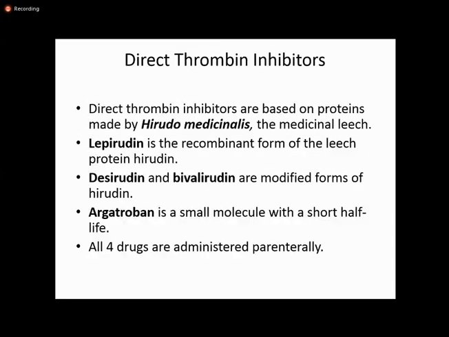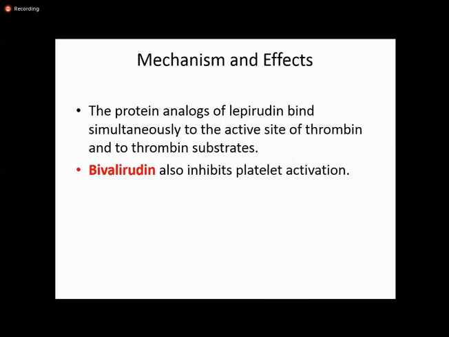osteoporosis. Now the second group, because among anticoagulants we have heparin, we have direct thrombin inhibitors, and we have warfarin. The direct thrombin inhibitors are based on proteins made by Hirudo medicinalis, the medicinal leech. Lepirudin is the recombinant form of the leech protein hirudin. Desirudin and bivalirudin are modified forms of hirudin. Argatroban is a small molecule with a short half-life. All drugs are administered parenterally.